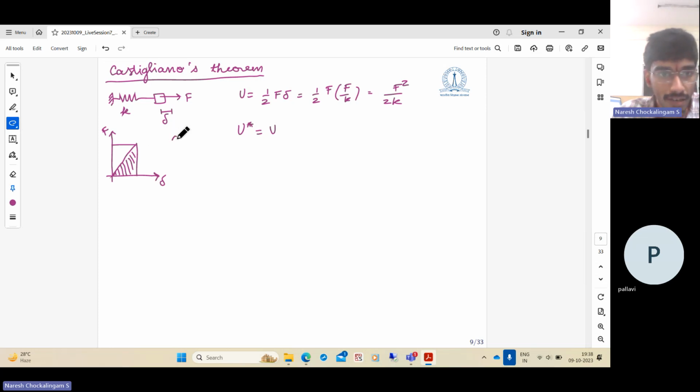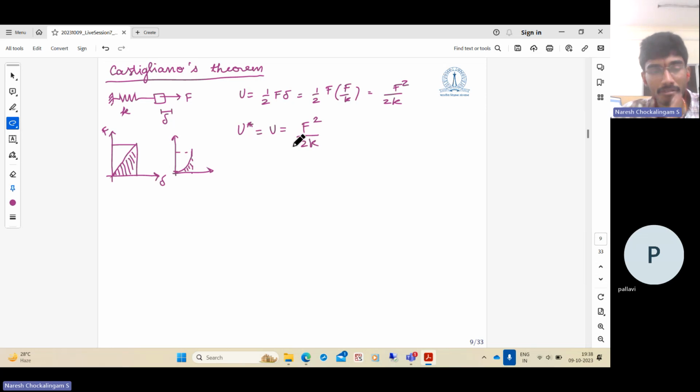It is not true if the force displacement relation is something like this. If it is not a linear elastic material, then we can't say that. In case there's a dissipation, or if there's a non-linear spring, you cannot say this. But if it is a linear elastic spring, we can take the complementary strain energy to be equal to the strain energy, which is F squared by 2k.